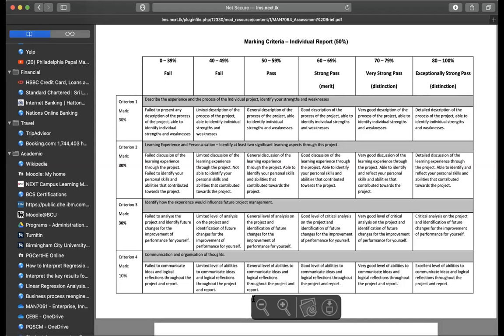Go to the BCU library and in the search box type in reflective papers, or the best practices in writing reflective paper. It will give you a lot of e-documents and e-books, right? You can take a look at some of these and then use them as references as well.